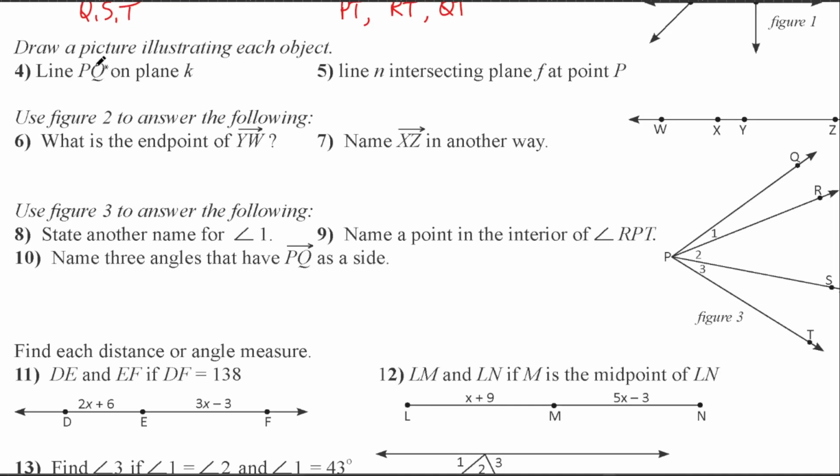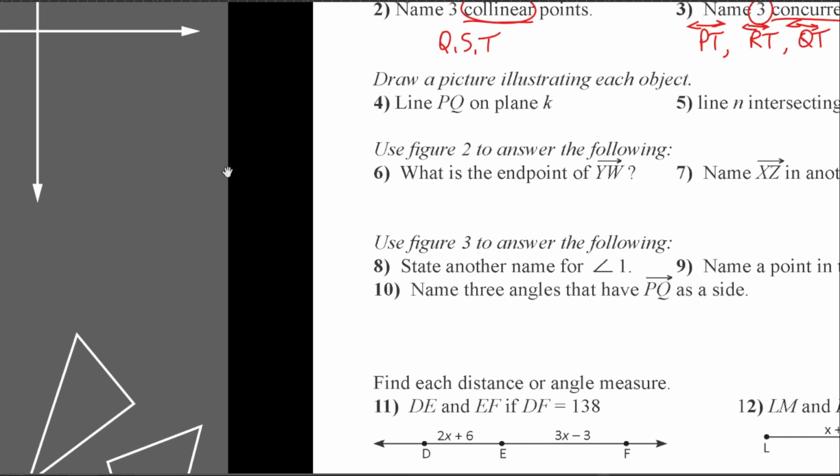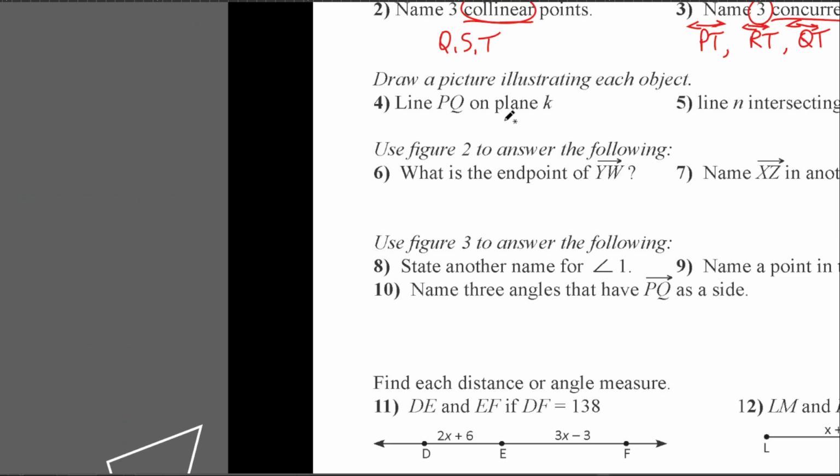All right. Now this one says draw a picture. I don't have much room here. Usually I give you an answer sheet for this. But draw a picture illustrating this: line PQ on plane K. I'll tell you what. Let's scooch this over. Let's get rid of some stuff. Get rid of this. Get rid of this. There we go. Give myself some room here.